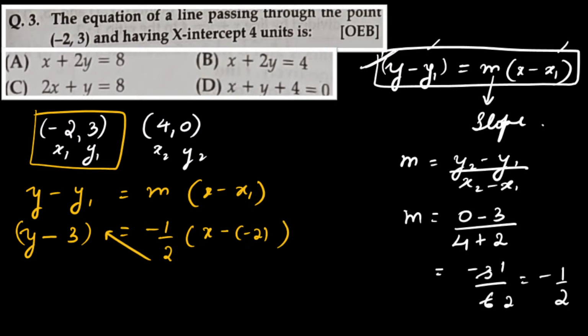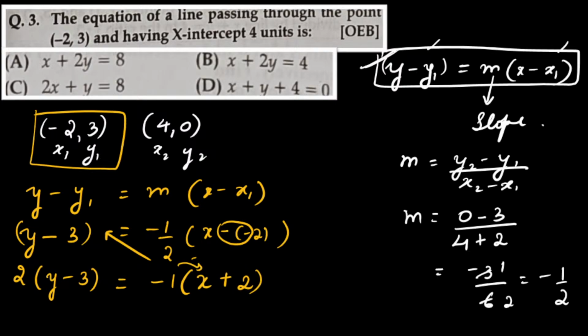Now this 2 will shift to the other side. Here it's getting divided; when we shift to the other side, it will get multiplied. So 2 into y minus 3 equals minus 1 into, again two minus signs are together, so we can write minus into minus as plus, x plus 2. Now we can do bracket multiplication on both sides. So 2 into y is 2y, minus 2 into 3 is 6. Minus 1 into x is minus 1x, or minus x you can also write. Minus 1 into 2 is minus 2.